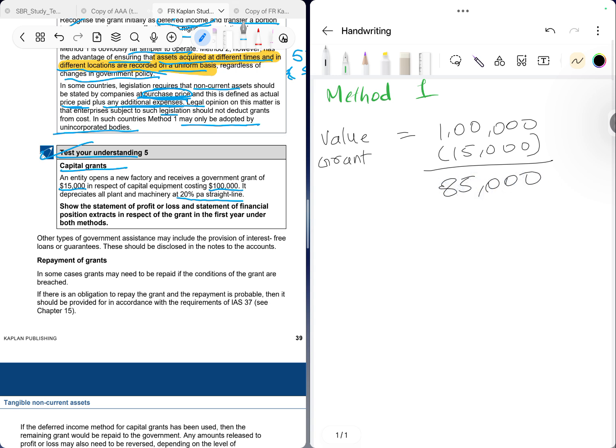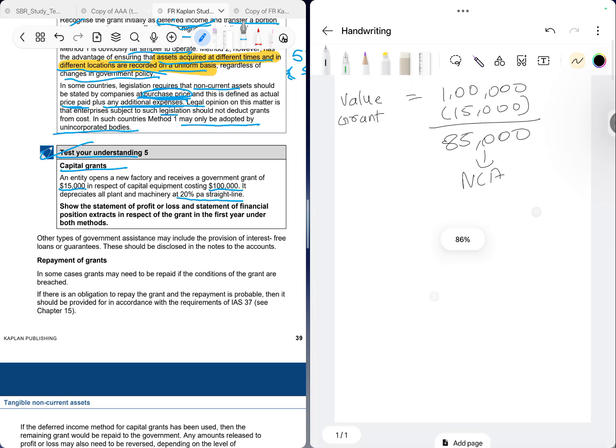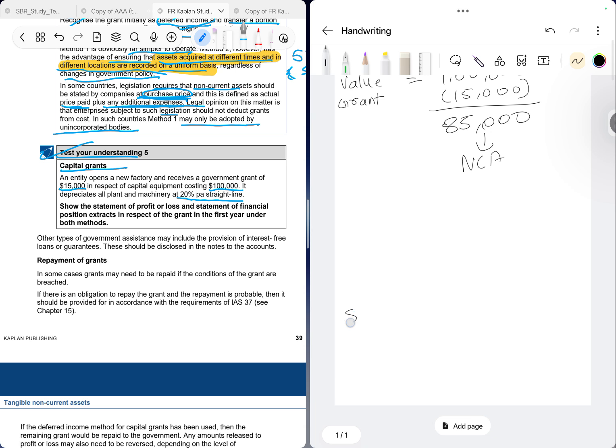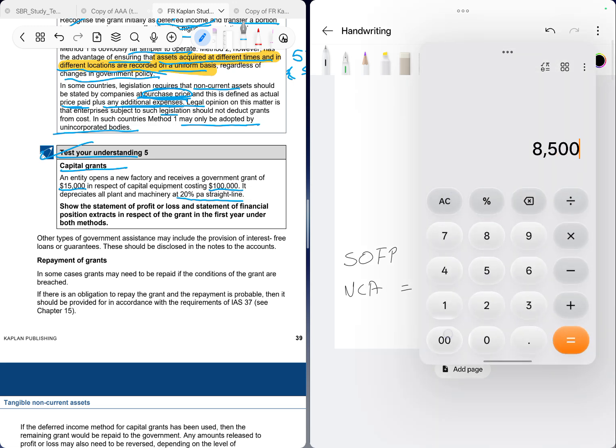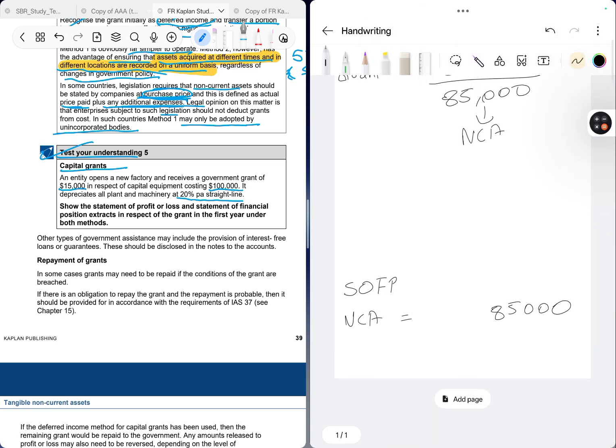So this 85,000 is going to be a non-current asset, and we'll write this down in the statement of financial position. Let's make this our statement of financial position, and over here I'll write non-current asset, which is worth 85,000. Now on this 85,000 I am going to be charging depreciation on a straight line basis at 20%. So 85,000 into 20% is 17,000. So in our statement of profit and loss, I am going to be writing depreciation as 17,000.